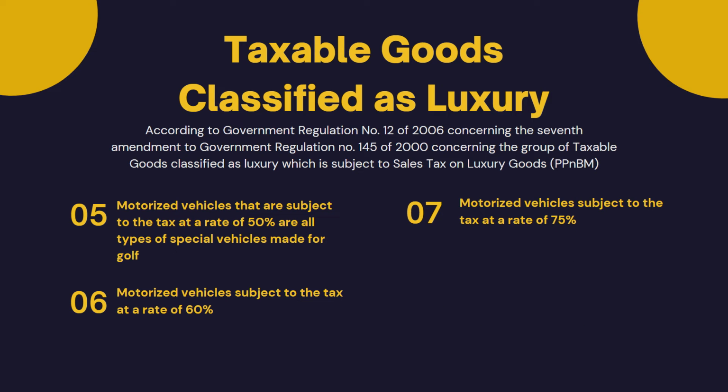Move to the next, the fifth, which is motorized vehicles that are subject to the tax at a rate of 50%. Are all types of special vehicles made for golf. And the sixth is motorized vehicles subject to the tax at a rate of 60%. Are the two-wheeled motorized vehicle with a cylinder capacity of more than 250 cc to 500 cc, and the special vehicles made for travel on snow, on the beach, on mountains, and similar vehicles.